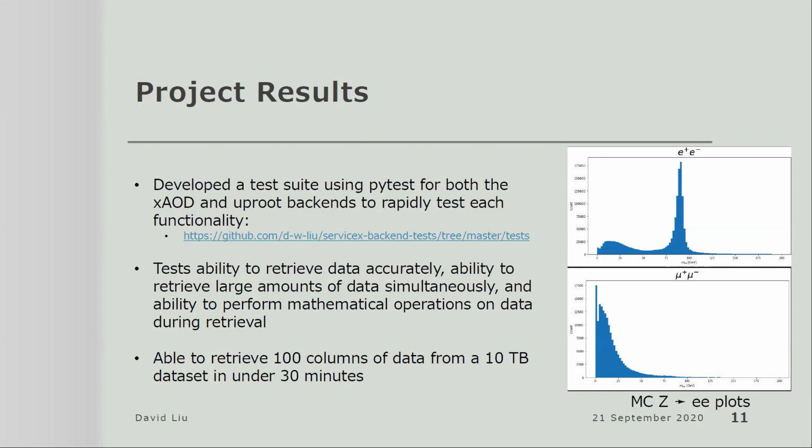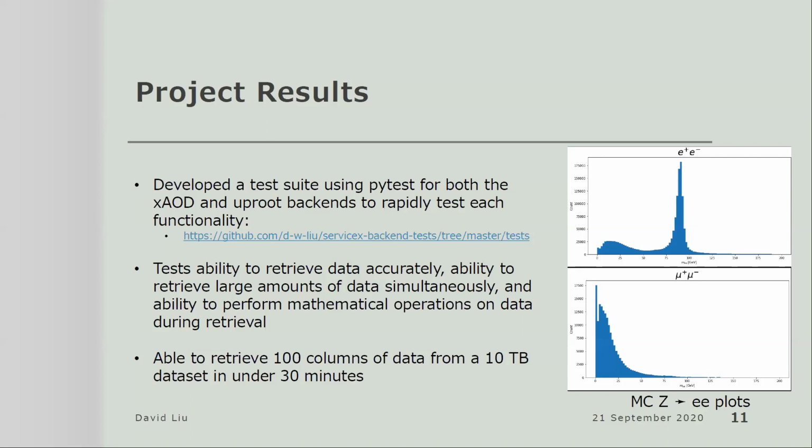We also test that ServiceX is still able to apply those filters. For example, with the previous slide where I had the filters for whether or not we could make sure that we had greater than 20 GeV jets. And then we're also able to look at some timings with this testing suite. One of those stress tests, for example, pulls 100 columns of data from a 10 terabyte data set in under 30 minutes, which, as you can imagine, downloading a 10 terabyte data set might take considerably longer than 30 minutes.